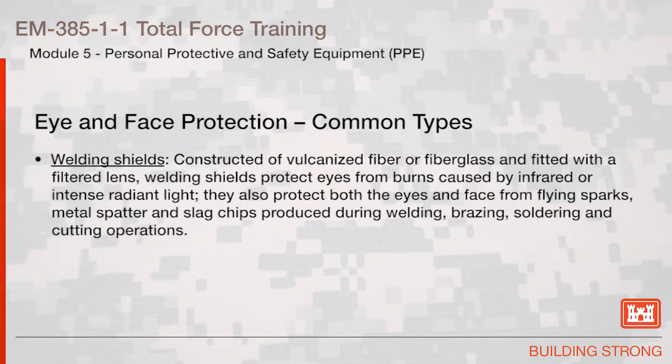Welding shields. These are constructed of vulcanized fiber or fiberglass and are fitted with a filtered lens. Welding shields protect eyes from burns caused by infrared or intense radiant light. They also protect both the eyes and the face from flying sparks, metal spatter, and slag chips produced during welding, brazing, soldering, and cutting operations.